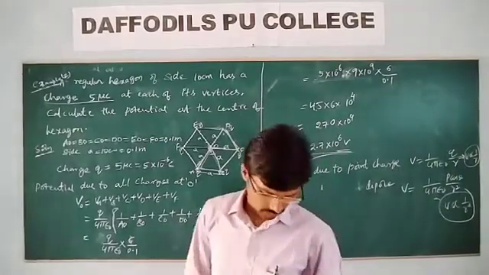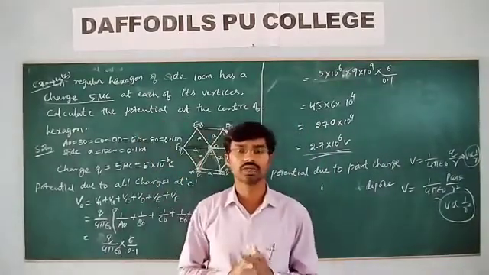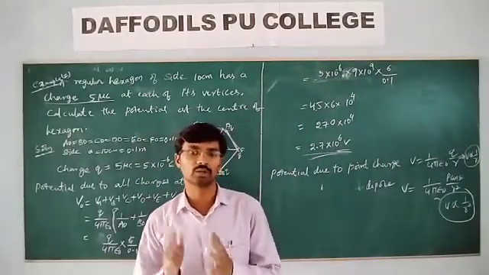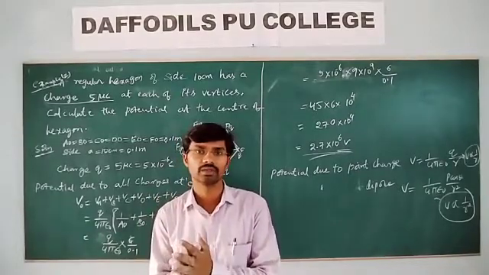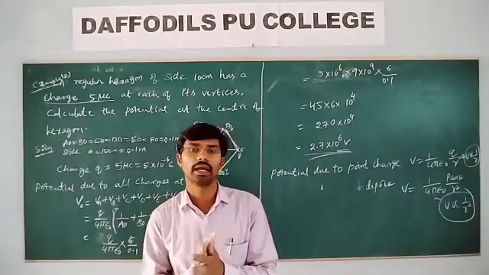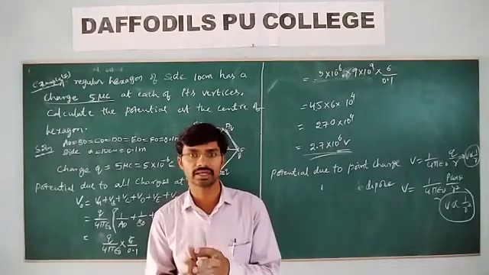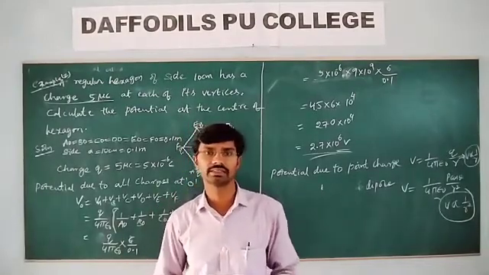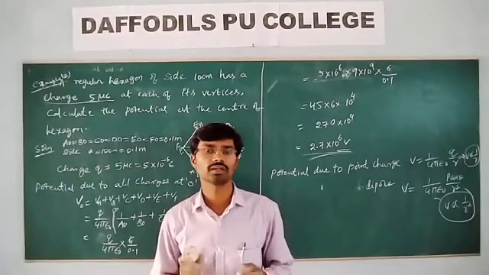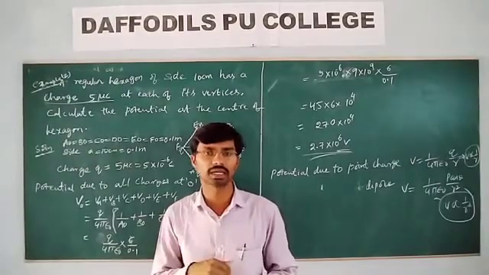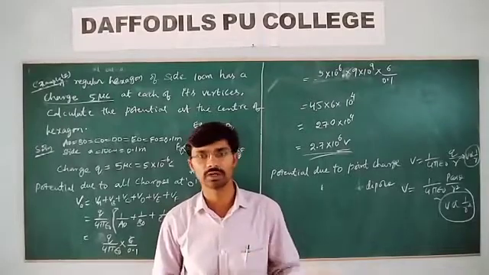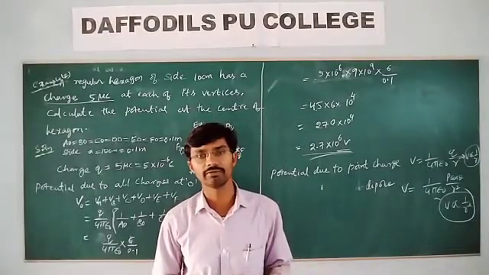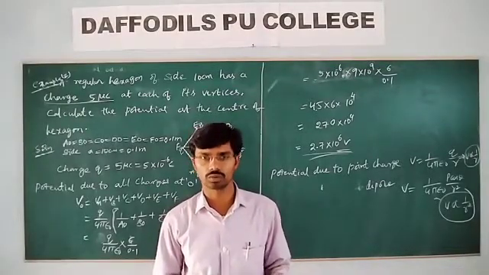So in today's class we have discussed what we mean by the electric potential due to a dipole and how to find the electric potential due to a number of charges. Then we will discuss in the next class about what would be the work done moving a charge from one point to the other point, and when the work done will be zero. That we will discuss.